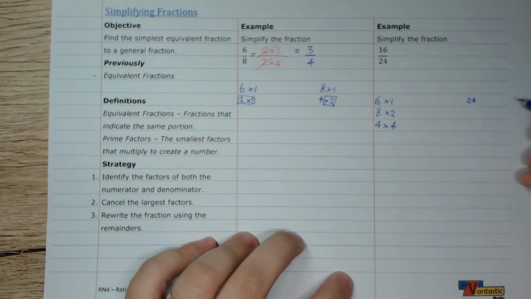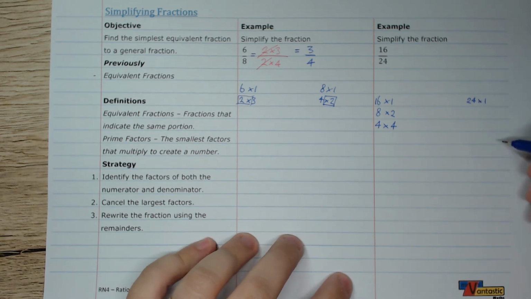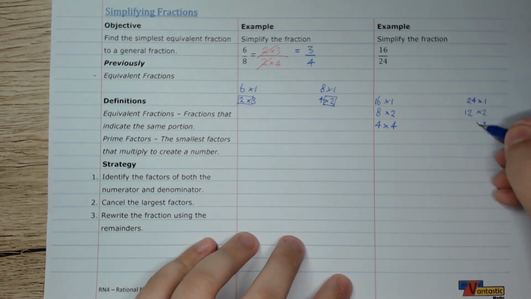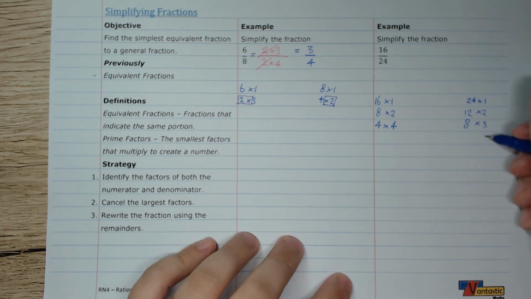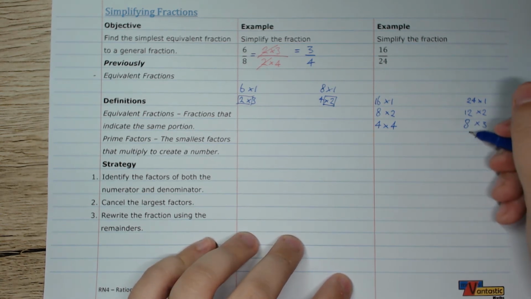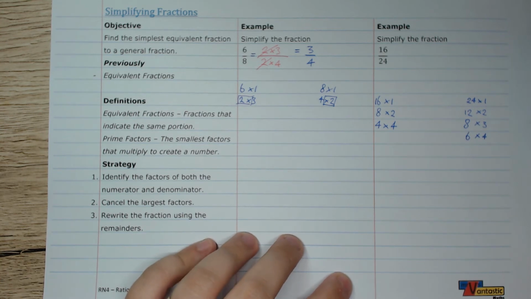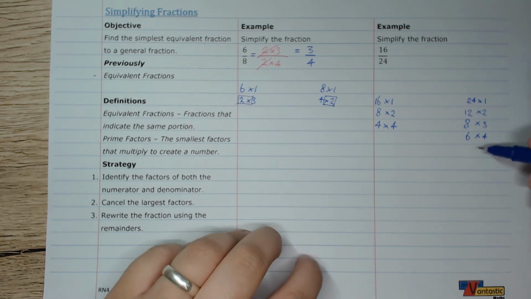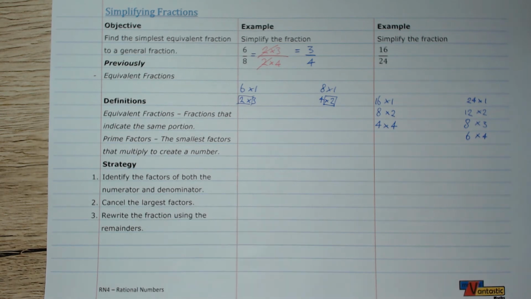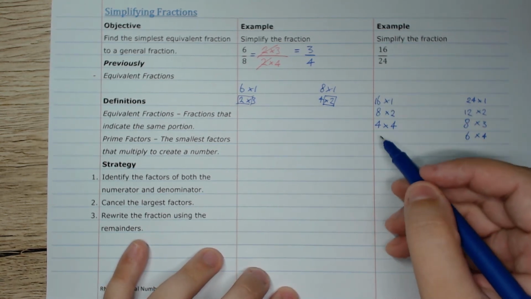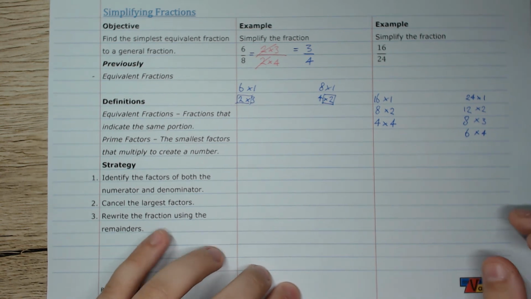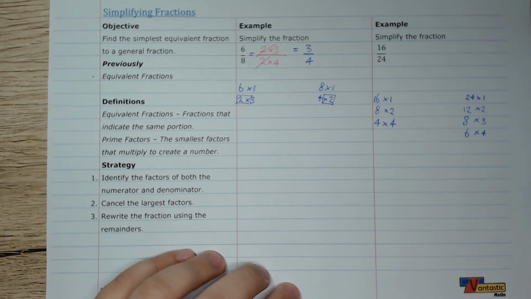24, similarly, could be 24 times 1. It could be 12 times 2. It could be 3 times 8. It could be 4 times 6. And I don't believe there's any more. No, because then we go into reverses. So they are all the factors of 24, and these are all the factors of 16. And you'll notice we've got a couple of duplicates.